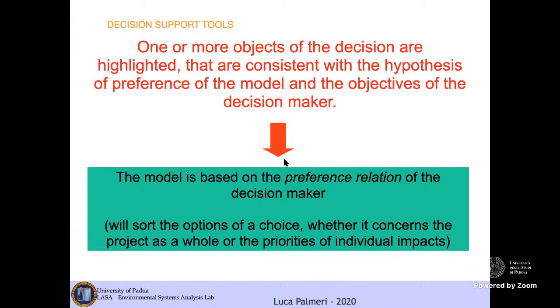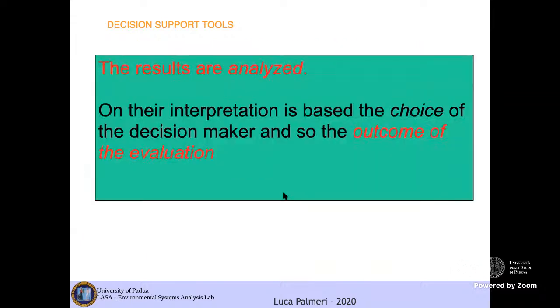So with the same criteria, we may select different alternatives or possible choices, but we may also rank the individual impacts of the different environmental sectors. The results then are analyzed in order to produce the ranking, and their interpretation is based on the choice of the decision maker, and so the outcome of the evaluation procedure or of the decision procedure.